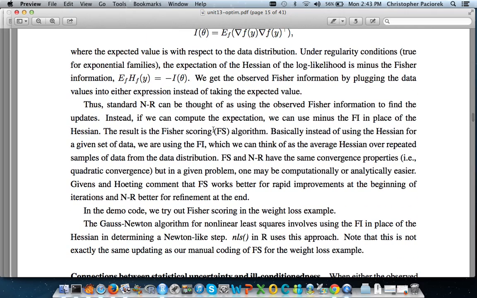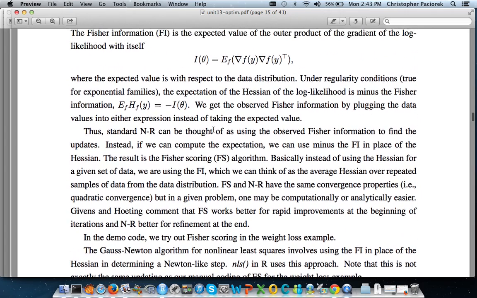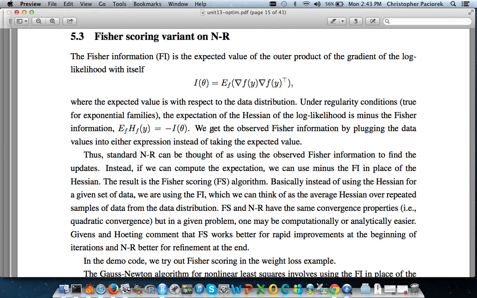The idea of Fisher scoring, as opposed to doing Newton-Raphson: for Newton-Raphson we had the Hessian matrix, and that was used in determining our next update. We had the minus of the Hessian inverse times the gradient vector. The idea of Fisher scoring is instead we plug in for the Hessian the expected value of the Hessian, which is minus the information. So it's really just changing the matrix that gets used in Newton-Raphson.